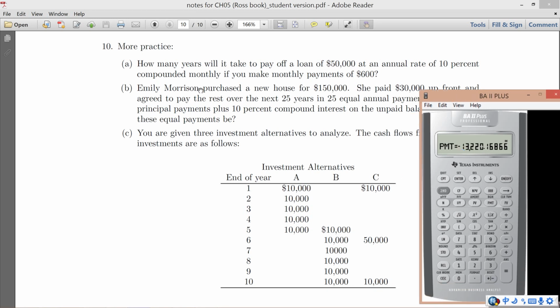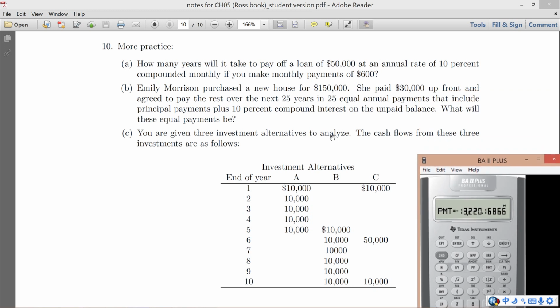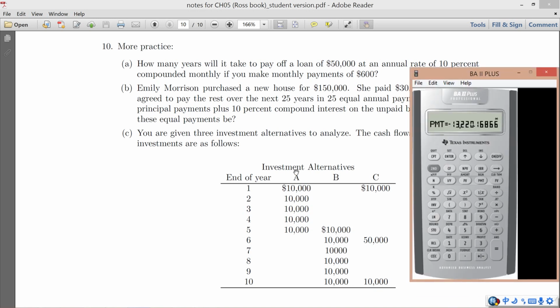The last one: you're given 3 investment alternatives to analyze. Here is how those cash flows look. Suppose the interest rate is 6% per year. Can you calculate the PV and FV of each cash flow stream? Let's start with stream A. I'm just going to show you how to use the CF function.